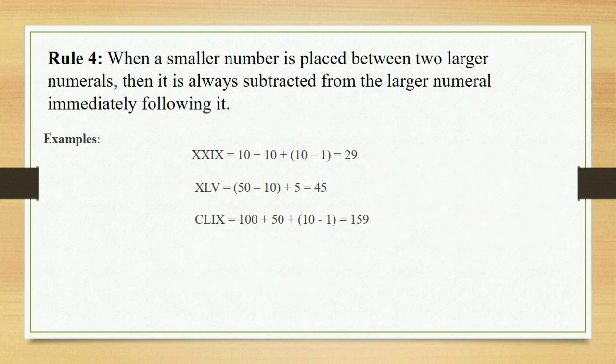Rule 4. When a smaller number is placed between two larger numbers, then it is always subtracted from the larger numeral immediately following it. Let's understand this with some examples. XXIX. Here, first two X will be written as 10 plus 10. After this, it comes IX. So, I will be subtracted from the following X, which is 9. Hence, the number will be 10 plus 10 plus 9, which is equal to 29.